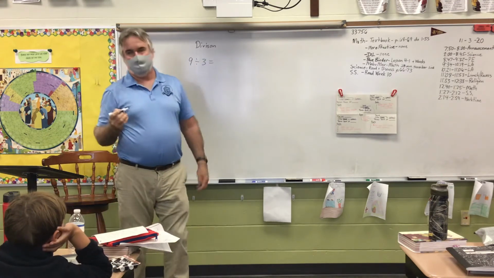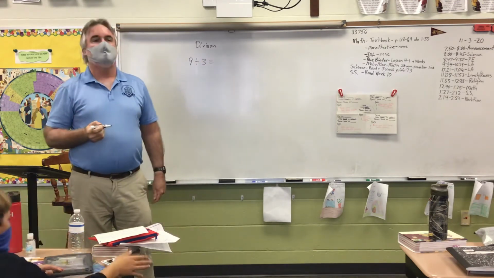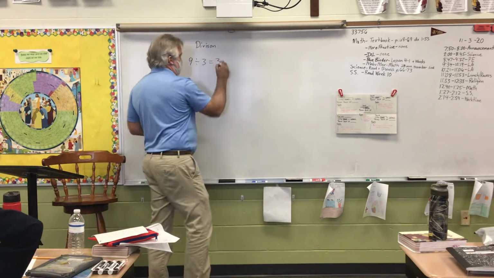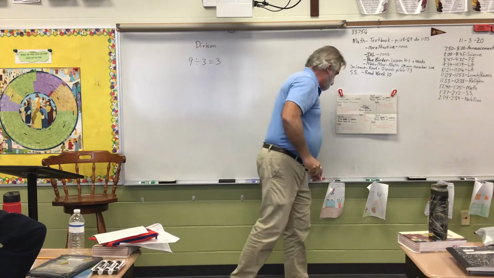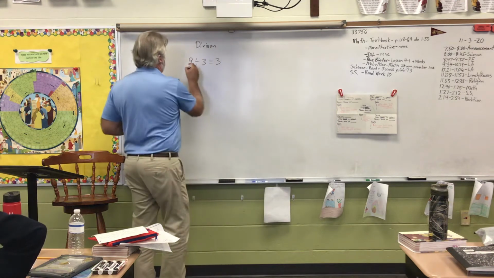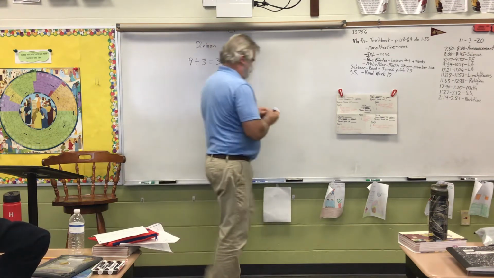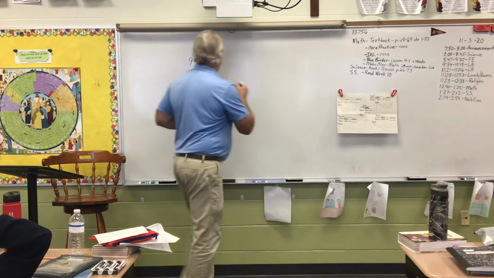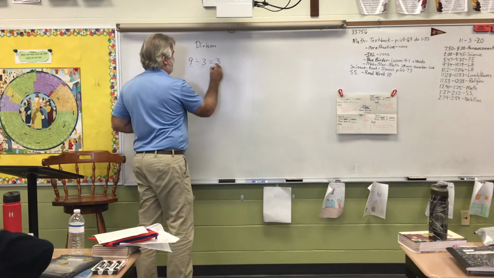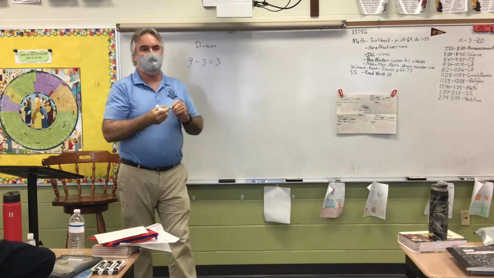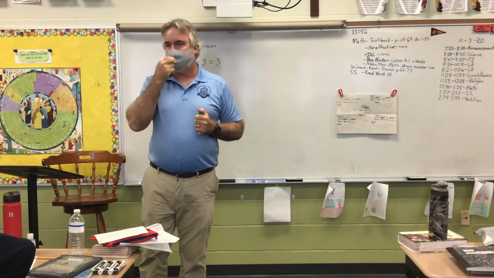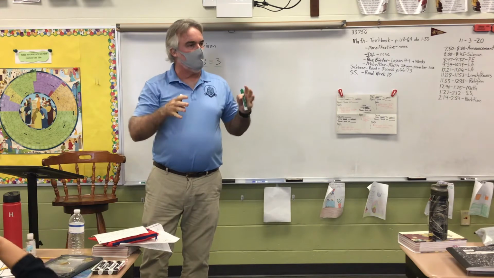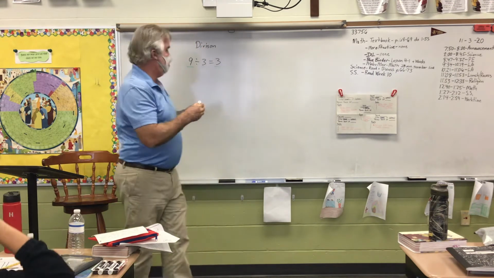9 divided by 3 instead of 9 times 3. 9 divided by 3 is? 3. Now, this is your divisor. This is your basic math fact. This is what you are looking for in a lot of these problems. Okay?